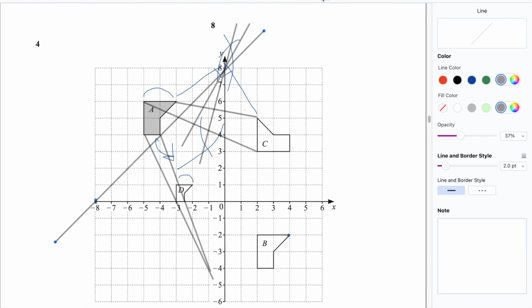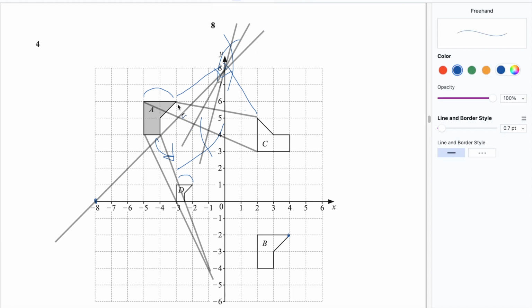You are supposed to draw the image of shape A. So now draw a line toward the line y = x + 8, then at the same distance, move to the other side. For example, the image of this point will be at (-2, 5). The image of this point will remain the same. This point will come here. This one will come here.